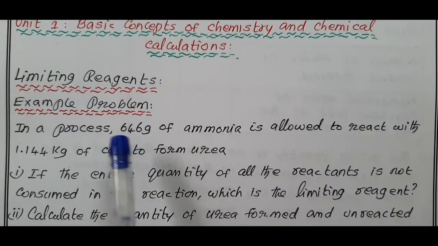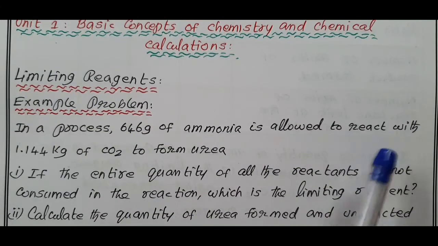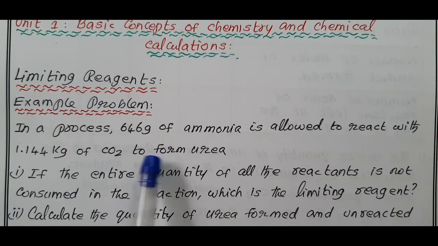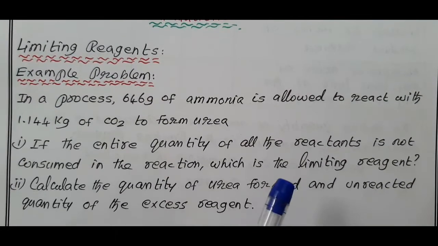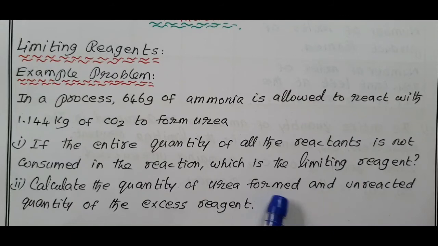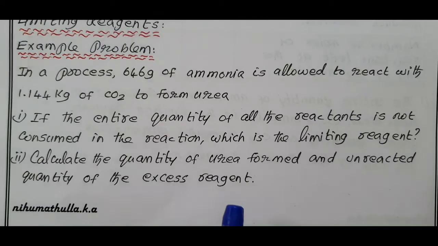In a process, 646 gram of ammonia is allowed to react with 1.144 kilogram of carbon dioxide to form urea. Question number 1: if the entire quantity of all the reactants is not consumed in the reaction, which is the limiting reagent? Calculate the quantity of urea formed and the unreacted quantity of the excess reagent. So, two questions are asked. Now, we are going to solve this problem.